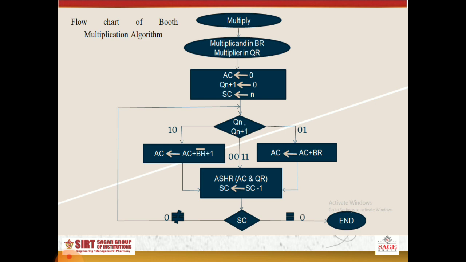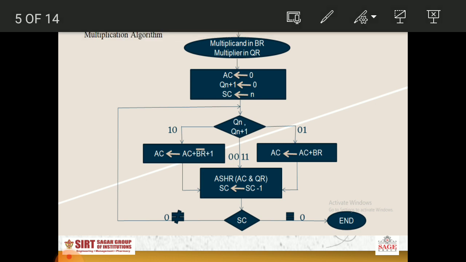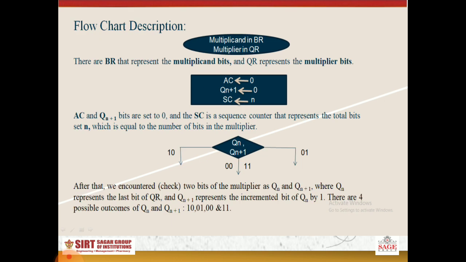If SC is not equal to 0, then the process continues and we check the value of Qn and Qn plus 1 till SC goes to 0. In the next step, there is the flowchart description. In the first step, multiplicand in BR and multiplier in QR. I already told you BR and QR both are registers. In the next step, AC is initialized by 0 and Qn plus 1 is also initialized by 0.